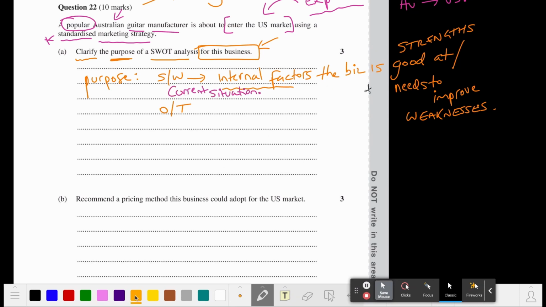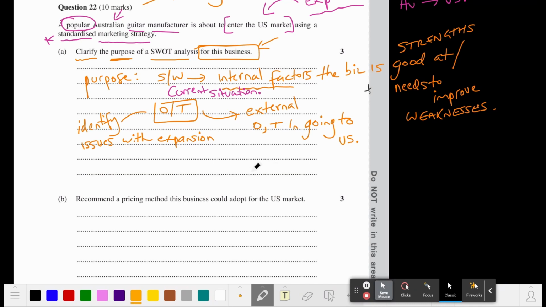If we think about the opportunities and threats, and particularly in the context of this business, we're thinking about what are the external opportunities and challenges in going to the US, the issues with expansion. The issues maybe isn't the best word, but we're looking at the positives and the negatives with expansion. So while that was the current situation, this is very much looking at the future. So if I'm looking at this question, yes, I've got the purpose in a way, but then I'm thinking it will clarify the purpose. So this is what it does.